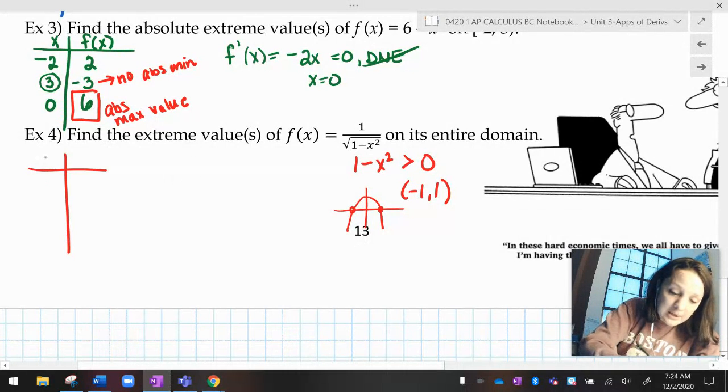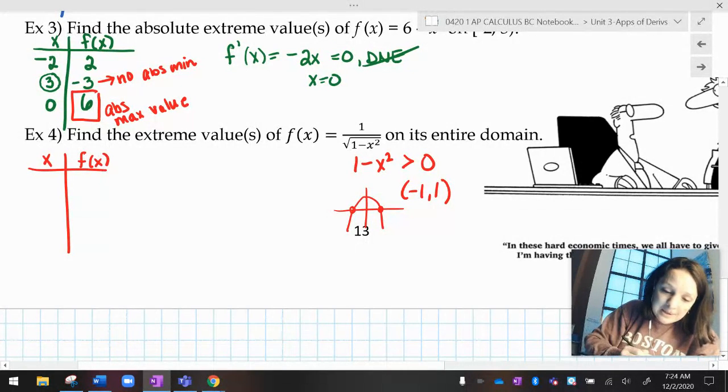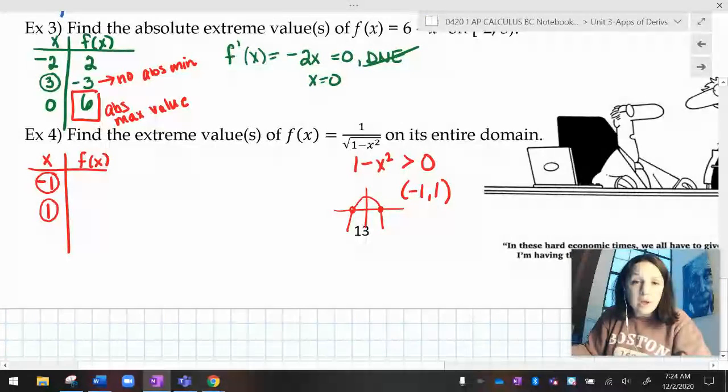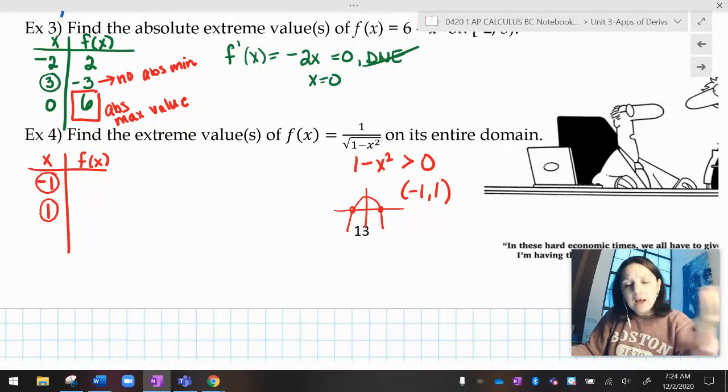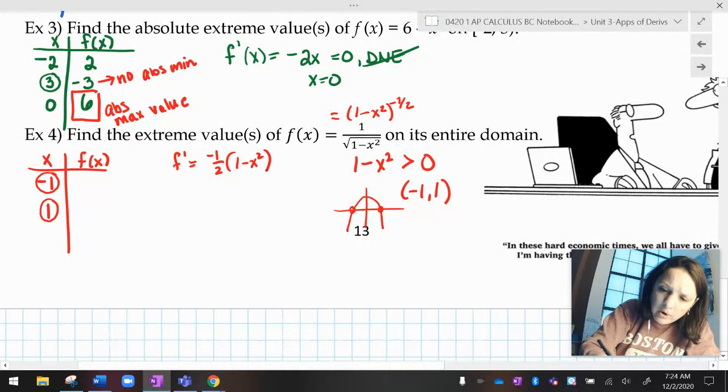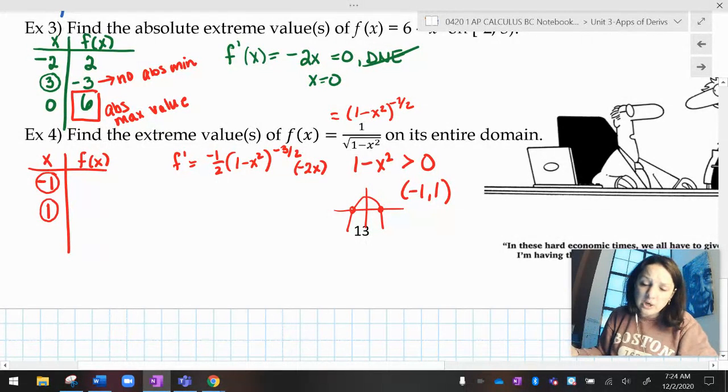So I'm going to do my test values, x and f of x, and I'm going to test from -1 to 1. But again, these are actually open, because I can't include -1 and 1. And then I need to find my critical values. I need to take the derivative. Before I take the derivative, I'm going to think of this as 1 minus x squared to the -1/2. So then f prime is going to be -1/2 times 1 minus x squared to the -3/2 times -2x because of the chain rule.